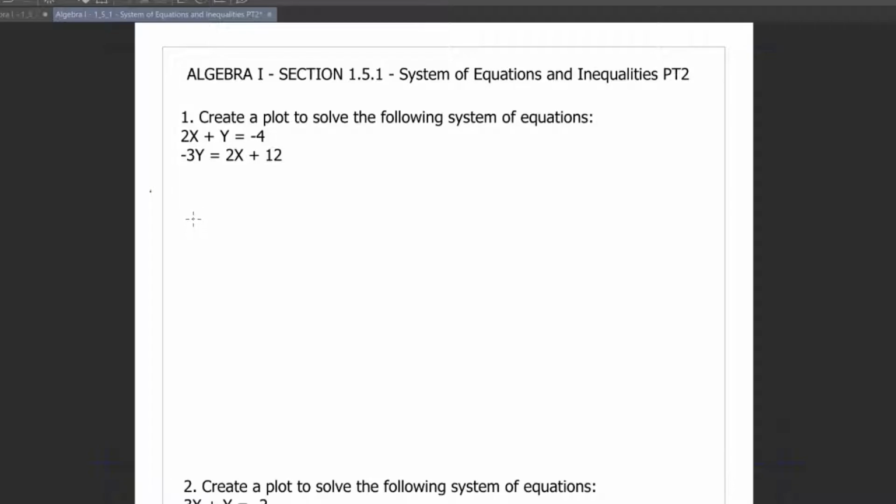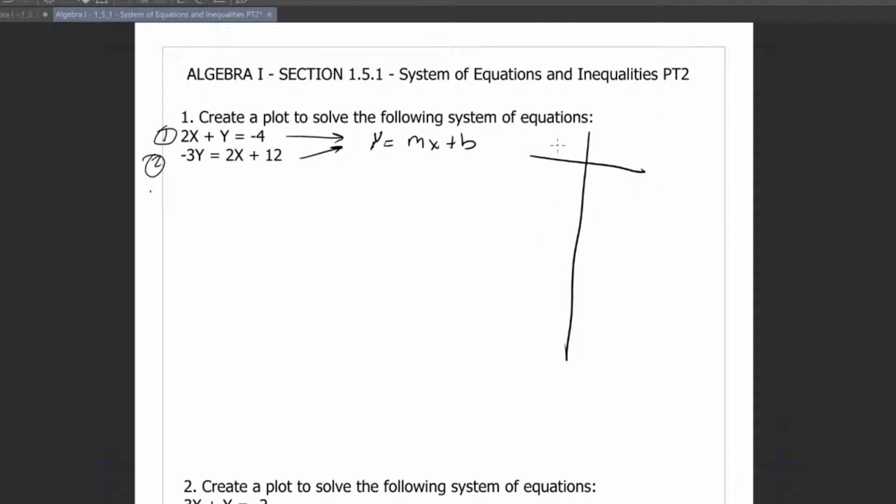So question 1 states, create a plot to solve the following system of equations. We have equation 1 here, which is 2x plus y equals 4. Then we have equation 2, which is negative 3y equals 2x plus 12. Remember, standard format, y equals mx plus b. We want to make these equations look like this. That way we can plot them on a plot or a table.